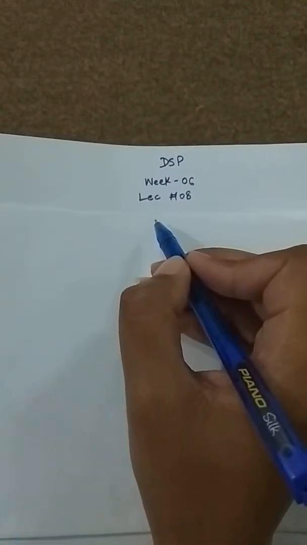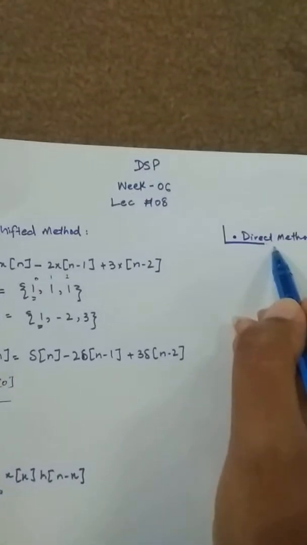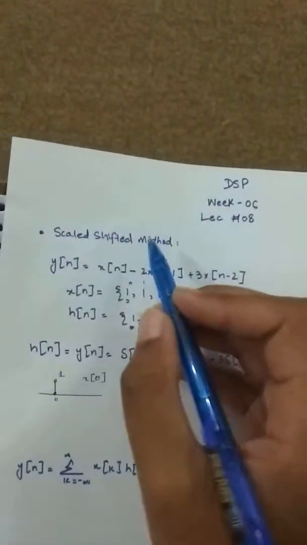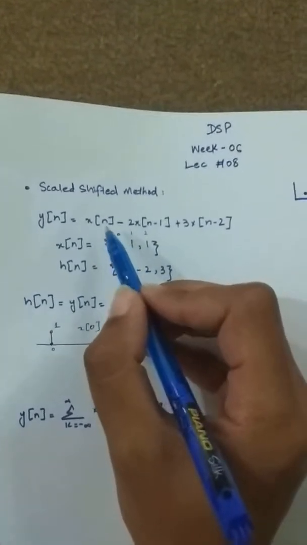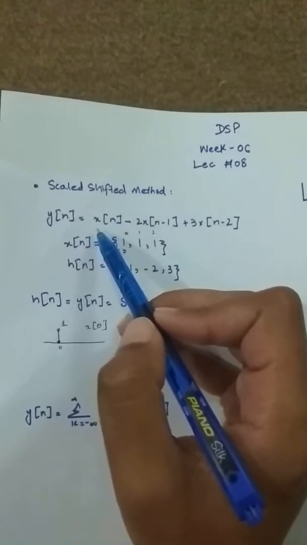Today, this is lecture 8 of week 6. We'll be discussing DSP. Previously, we discussed the direct method in my lecture, and today we'll discuss the scale shifted method. I have taken the same example that I took before.